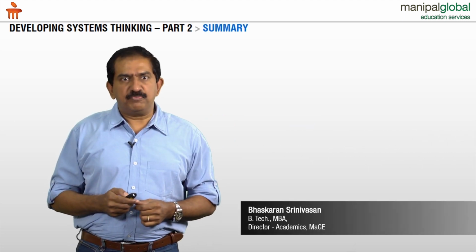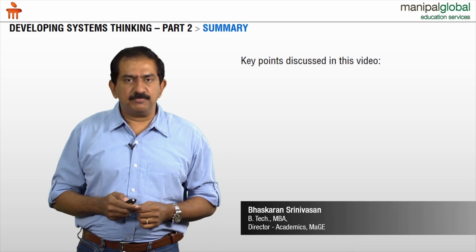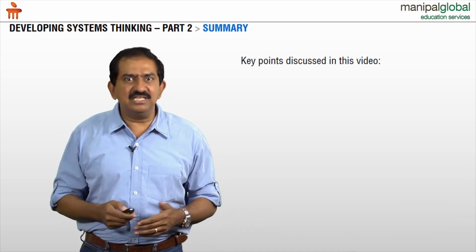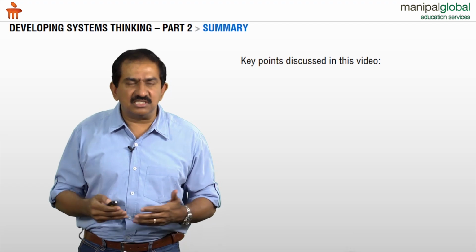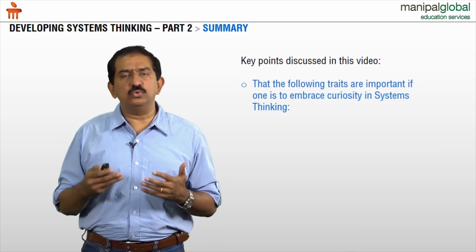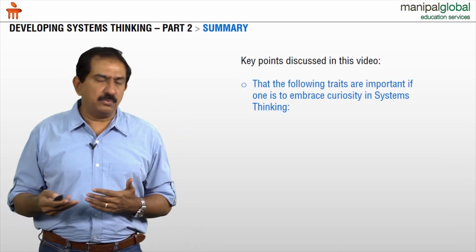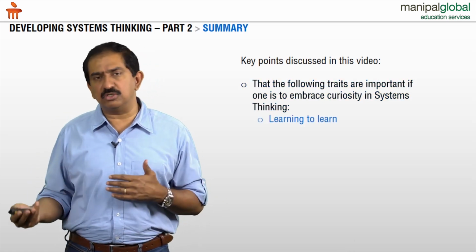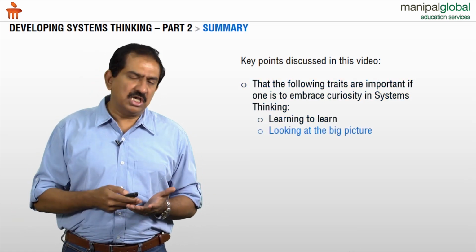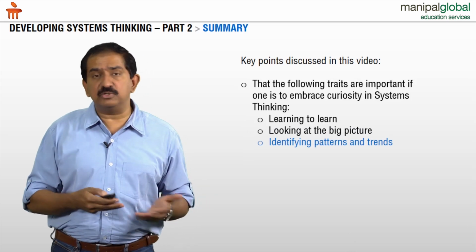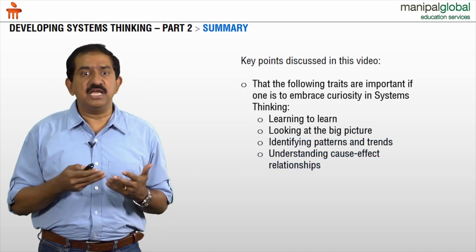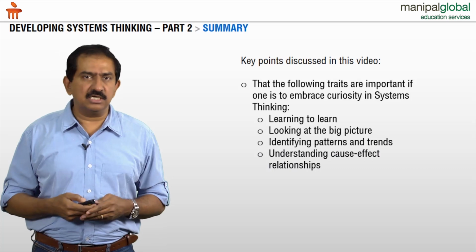In summary, what we spoke of in this unit was some more techniques to develop systems thinking, specifically how to embrace curiosity. We spoke about learning to learn, we spoke about looking at the big picture, we spoke about patterns and trends, we spoke about cause-effect relationships, and of course about unintended consequences. In subsequent videos, we're going to be looking at other traits that a systems thinker must develop.